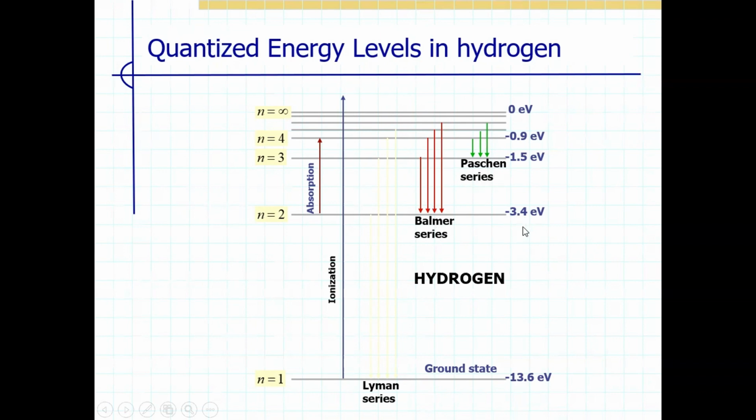And that's how the quantized energy levels are behaving. We see that the gap between the ground state and the first excited state is large, and the gap starts decreasing as we move up. And for n equal to infinity, the free state is at 0 electron volts, and all these are the bound states, and therefore they are shown with the negative sign.